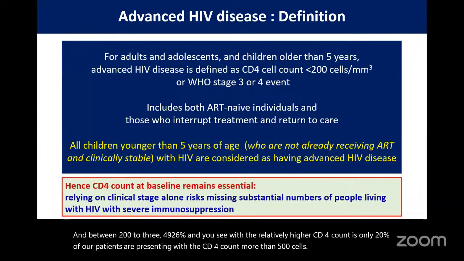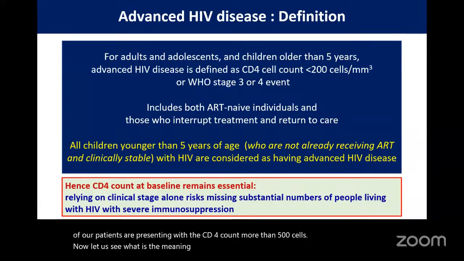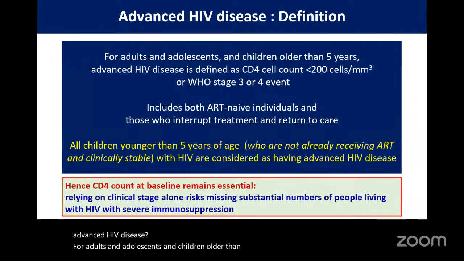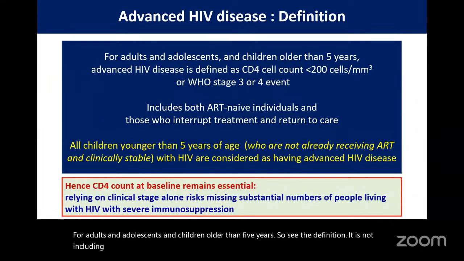Now let us see what is the meaning of advanced disease management, or when do you call advanced HIV disease? For adults and adolescents and children older than 5 years. So see the definition. It is not including children less than 5 years in this definition. That means they will have something else.